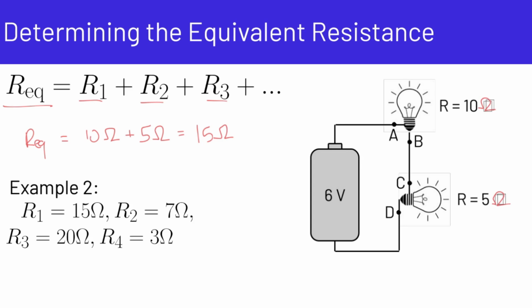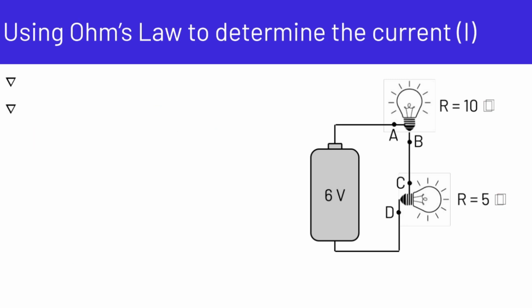If we look at another example, example number 2, resistor 1 is 15 ohms, resistor 2 is 7 ohms, resistor 3 is 20 ohms, and resistor 4 is 3 ohms. So our equivalent resistance is going to equal 15 plus 7 plus 20 plus 3. 15 plus 7 is 22, plus 20 is 42, plus 3 is 45 ohms.